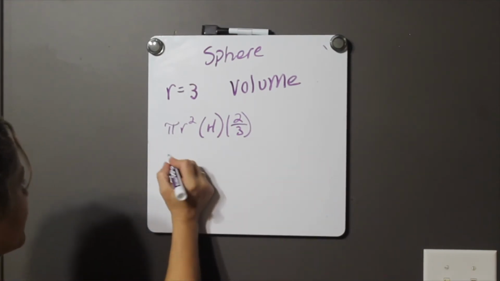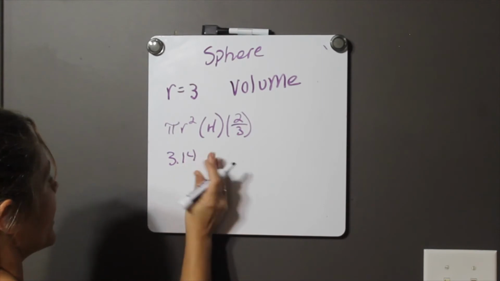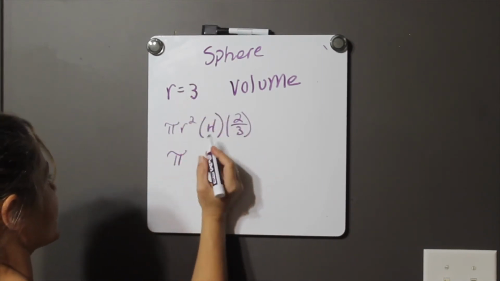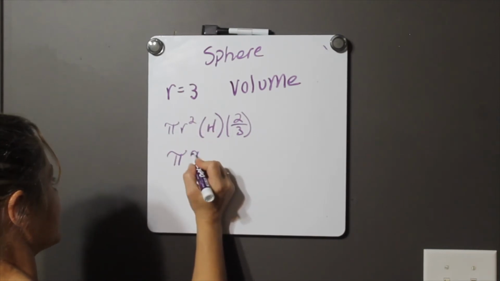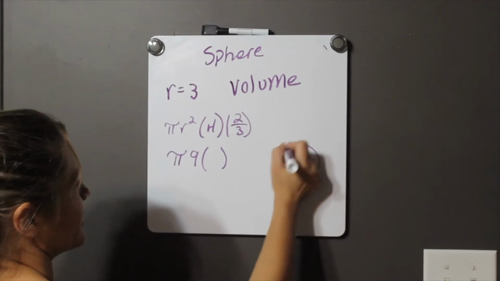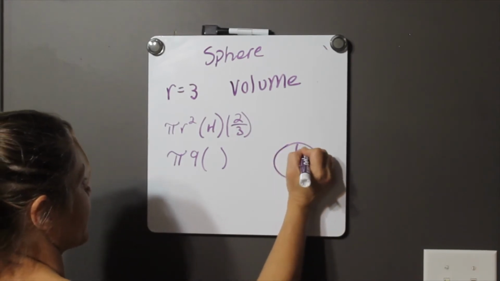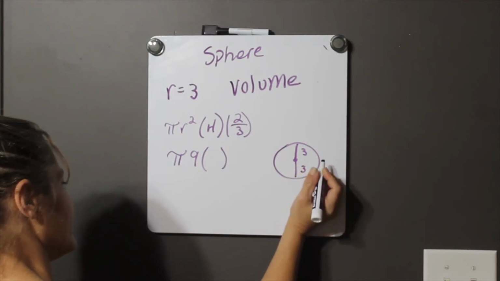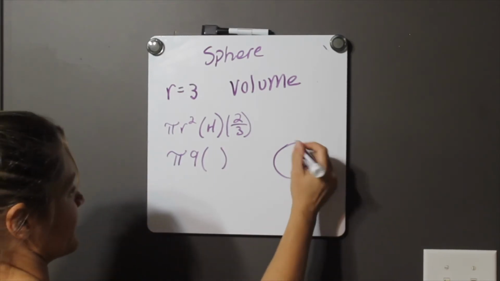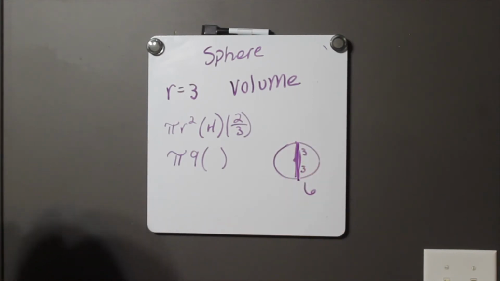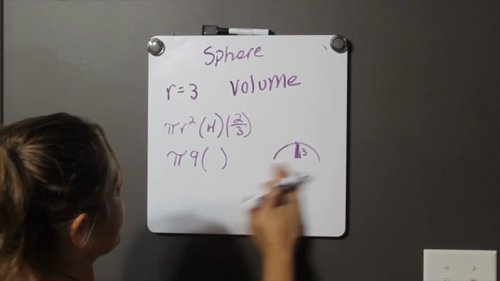Pi r squared. So that'd be 3.14. Actually, they just let us keep it in pi on this one. So we're going to say pi r squared. 3 squared is 9 times the height. Now the height, if we have the circle right here, and we have a radius going up, that's 3. It will be 2 radiuses, so the height is 6. 2 radiuses will be the diameter. So the height of a sphere is always 2 times its radius.